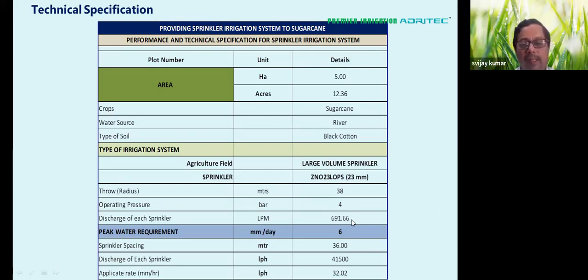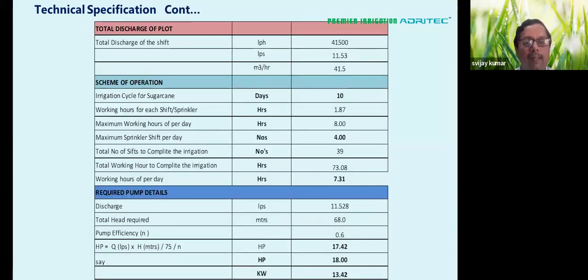Each sprinkler has got 691.66 LPM, or what you saw in LPS, and the peak water requirement of sugarcane is around 6 mm per day. And the sprinkler spacing grid is 36 meters by 36 meters, and for each sprinkler we have just converted it, so it is 41,500 liters per hour. And the application rate, I already told you how to calculate. You take the discharge of the sprinkler divided by the grid spacing, and you get 32 millimeters.